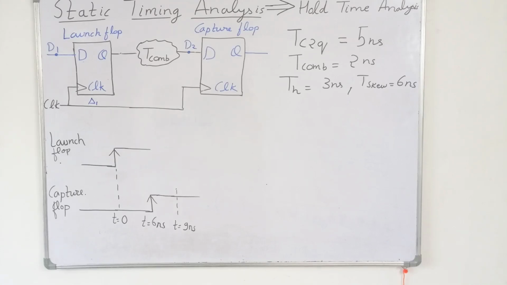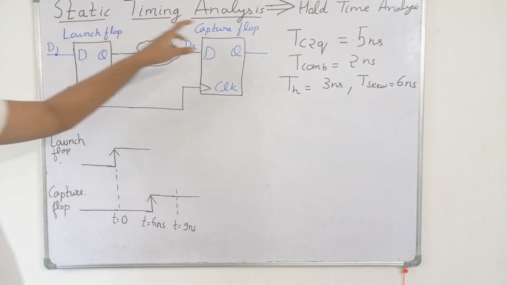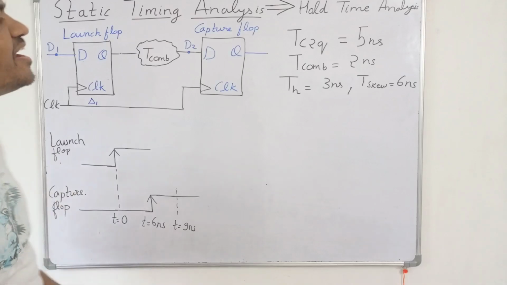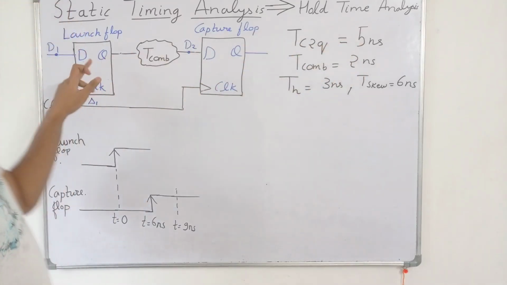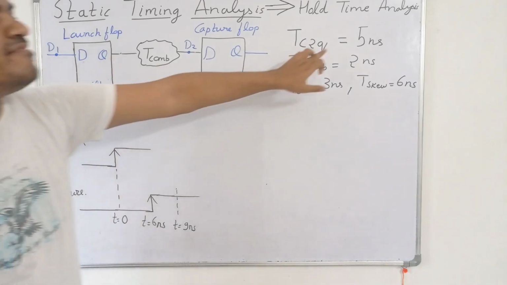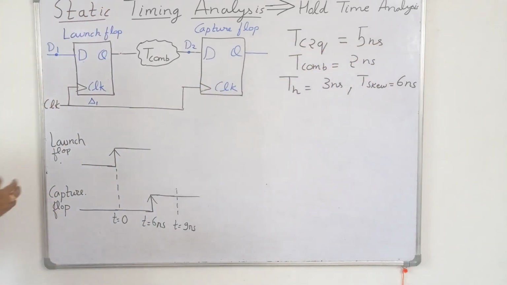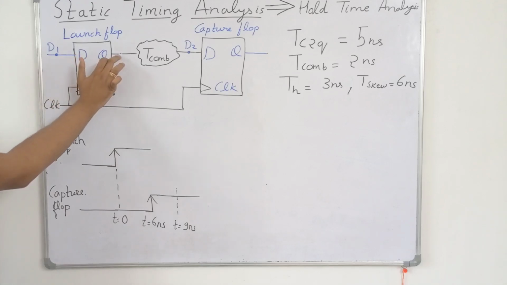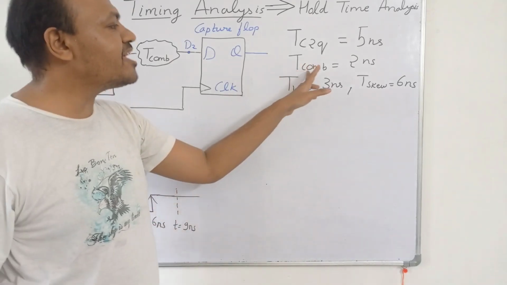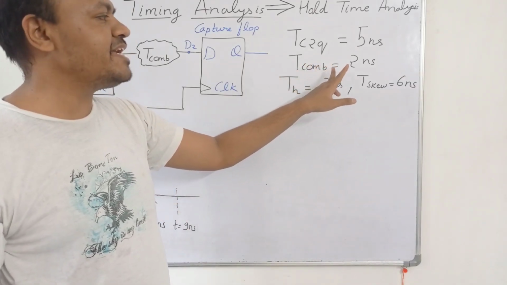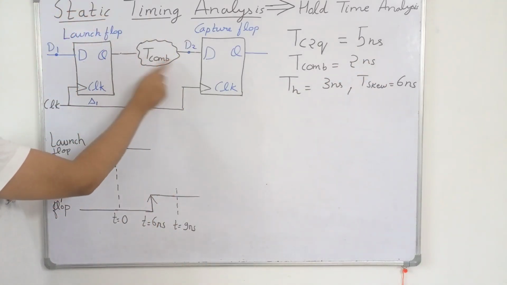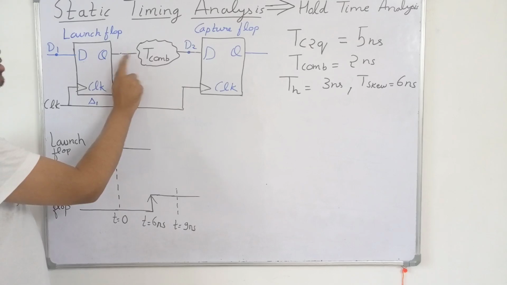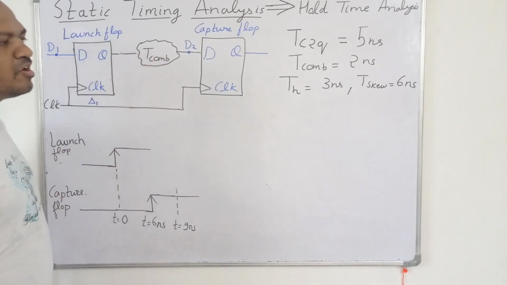So welcome. In this video we are doing a numerical on static timing analysis. We are given that the clock to Q delay for the launch flip-flop is 5 nanoseconds. It means it will take 5 nanoseconds to produce data at its output. Then we are given that the delay of the combinational logic is 2 nanoseconds. So the data will take 2 nanoseconds to travel through this combinational logic.